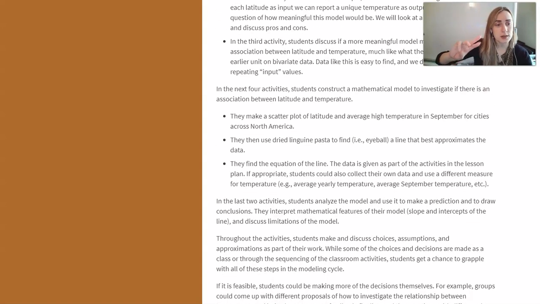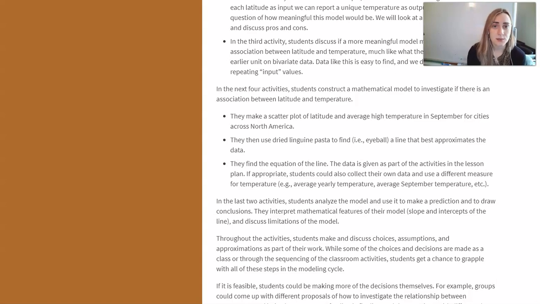So the first three really set up which model is most appropriate, how should we do this? The next four activities, students are going to construct a math model to investigate if there's an association between latitude and temperature. So they're going to make a scatter plot of latitude and average high temperature in September for cities across North America. We'll have to use a virtual manipulative to find a line that best approximates the data. And then they'll find an equation for that line.